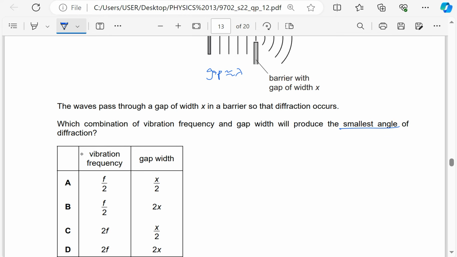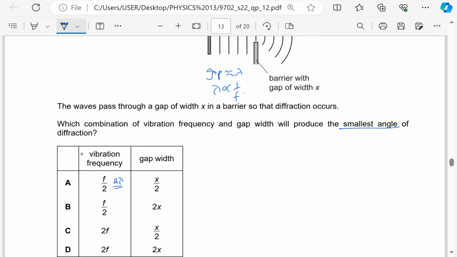So which combination of vibration frequency and gap? Remember also, wavelength is inversely proportional to frequency. We need the smallest angle of diffraction. In other words, we need very small diffraction. So the first one is saying frequency is halved, which means the wavelength is doubled.